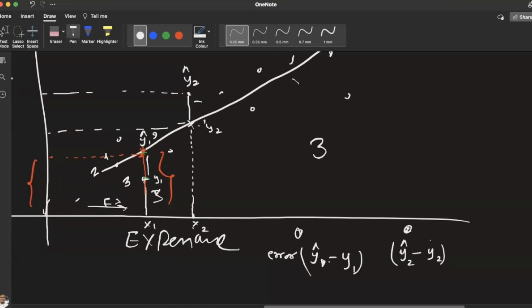If you do y hat minus y1, oh wait, what have I done? Actually, this one should be y2 hat. Oh dear. Okay, my bad. This one should be y hat and this should be y. Okay. So the y predicted will always be on the line because we are predicting based on this line only. This is our linear regression model.